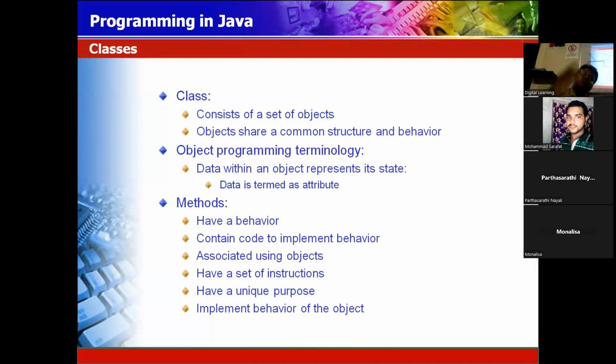The method is just like that. It contains the set of instructions which is used to do the specific task, and it is associated with the object. A mobile phone is an object, and inside the mobile phone are methods, like your bluetooth and wi-fi. So it is associated with the object and is used for a unique purpose. Bluetooth is used for a specific purpose, hotspot for a specific purpose, wi-fi for a specific purpose. It implements the behavior of the object.